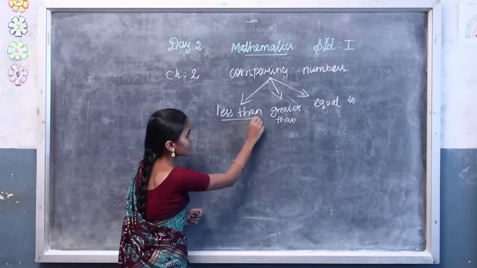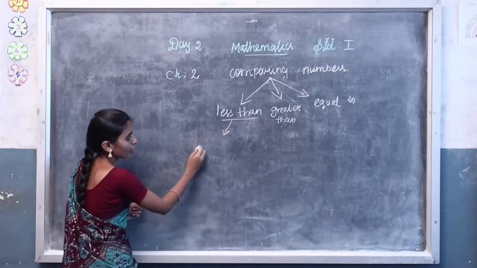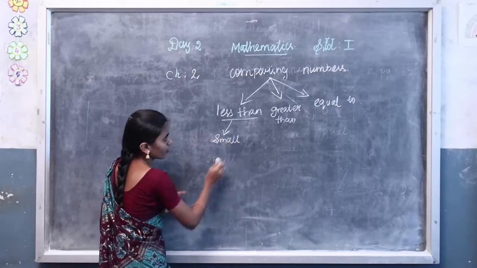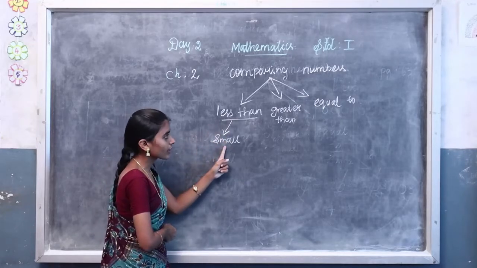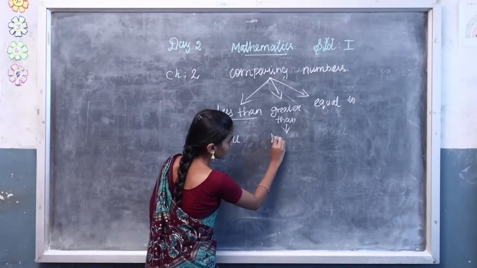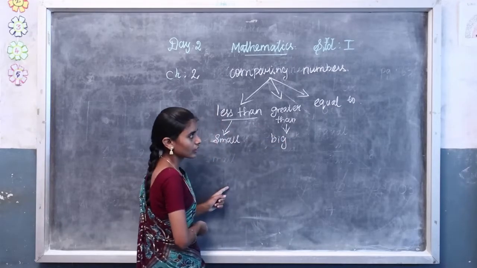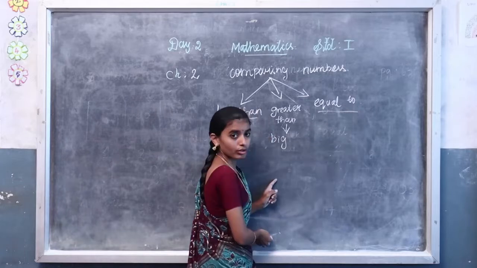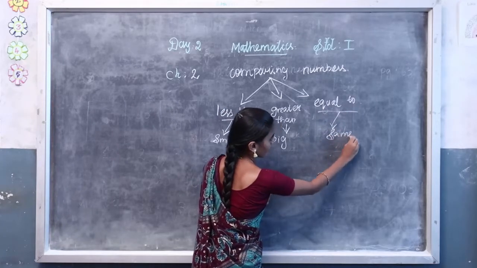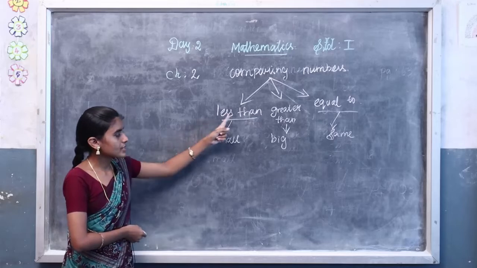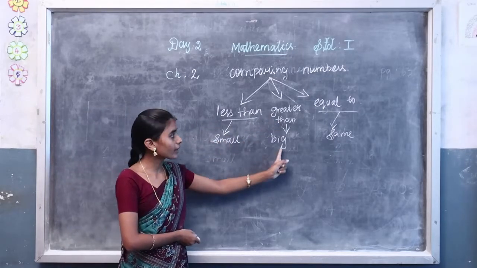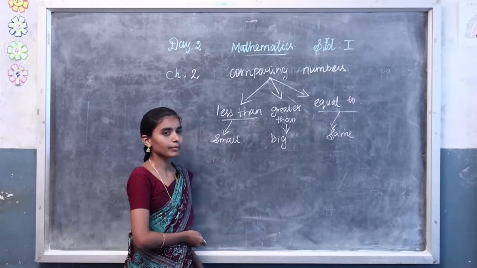We use the word less than to indicate the small number. We use the word greater than to indicate the big number. We use the word equal to when both numbers are the same. We use less than for the small number, greater than for the big number and equal to for the same number.